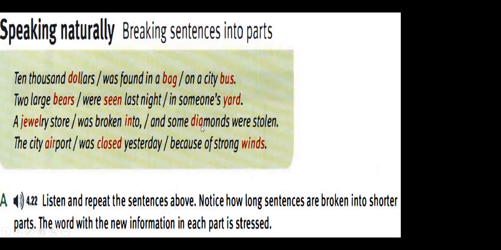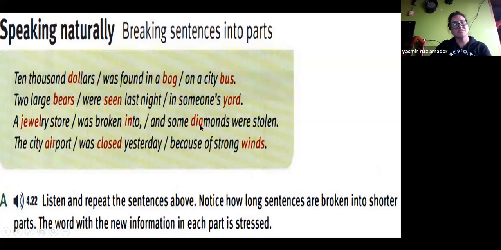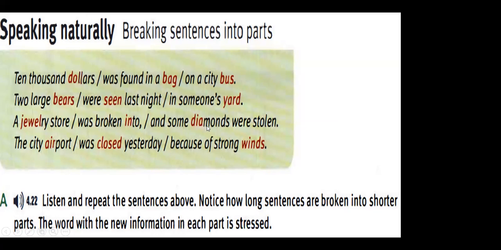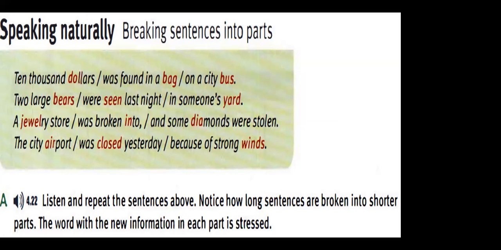And some diamonds. Diamonds. Jasmine, how do you pronounce this word? Diamonds. Okay, Gibran, how do you pronounce this word? Diamonds. Not diamonds, diamonds. The E sounds like the vowel I, and you eliminate the A. Diamonds. Okay, sorry, teacher.